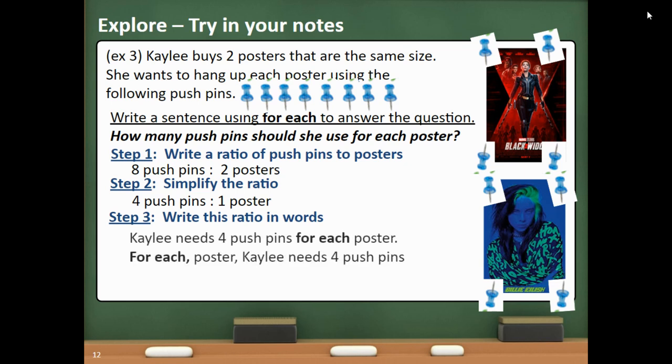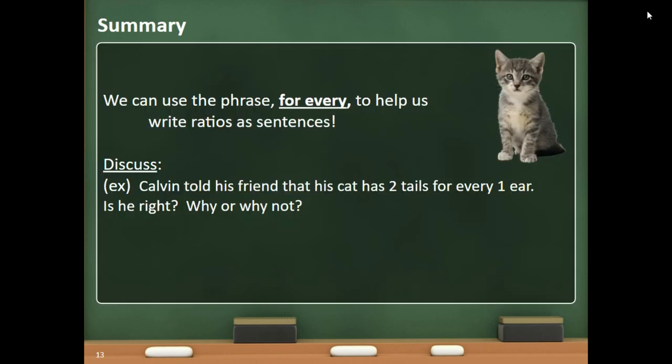Now we can write it in words. Kaylee needs 4 push pins for each poster. Or for each poster, Kaylee needs 4 push pins. In summary, we can use the phrase for every or for each to help us write ratios as sentences. So kind of discuss maybe with someone in your house, maybe with someone in class.